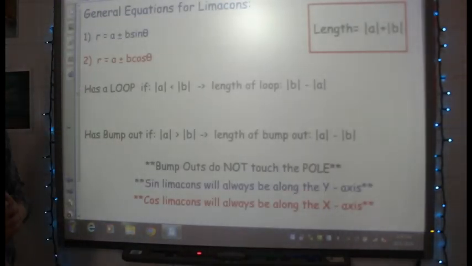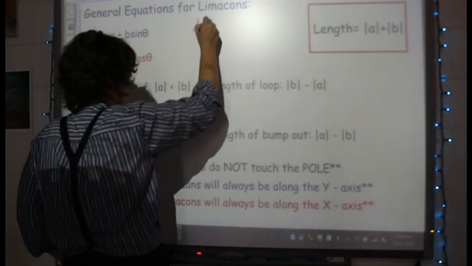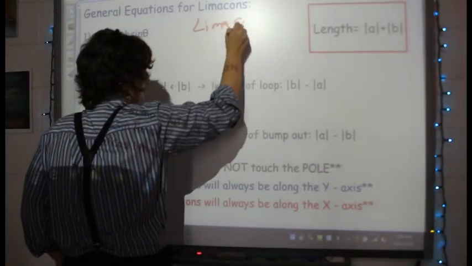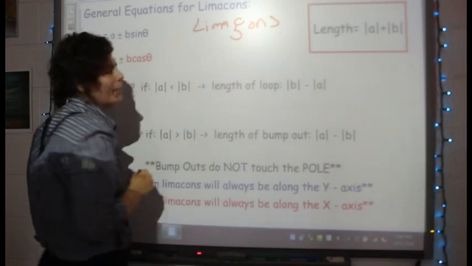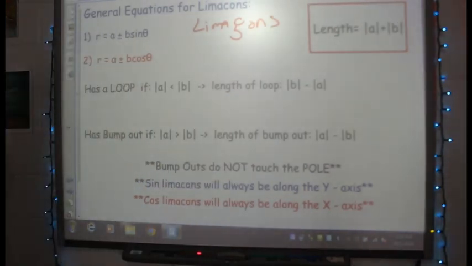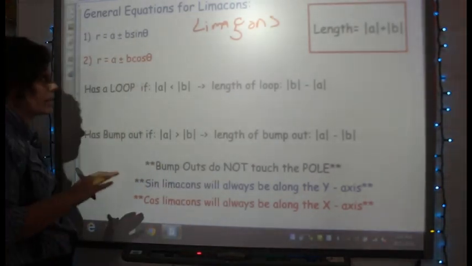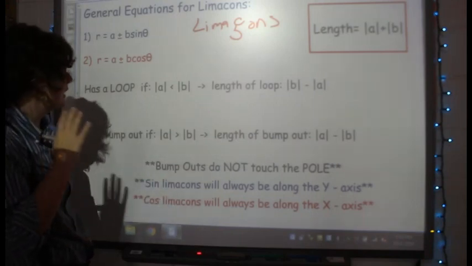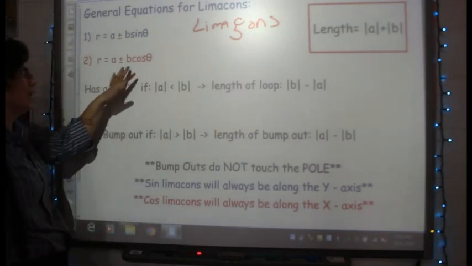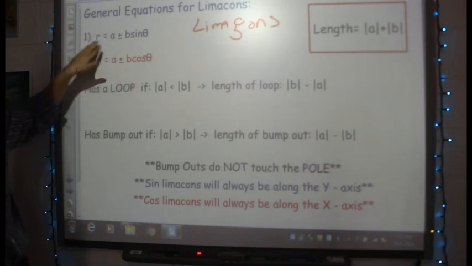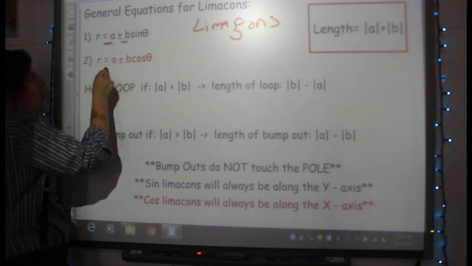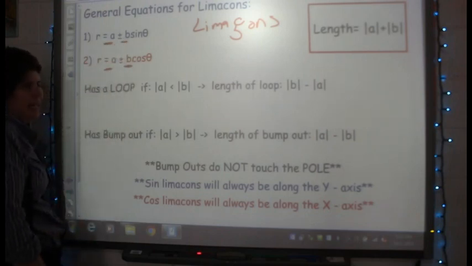Next up here, we have a limacon, and the limacon should actually have a little caveat under the C there. I forget exactly what it's called, but it's called a limacon. Limacons are kind of like cardioids. They are very similar in their formula, except that A and B are different numbers.